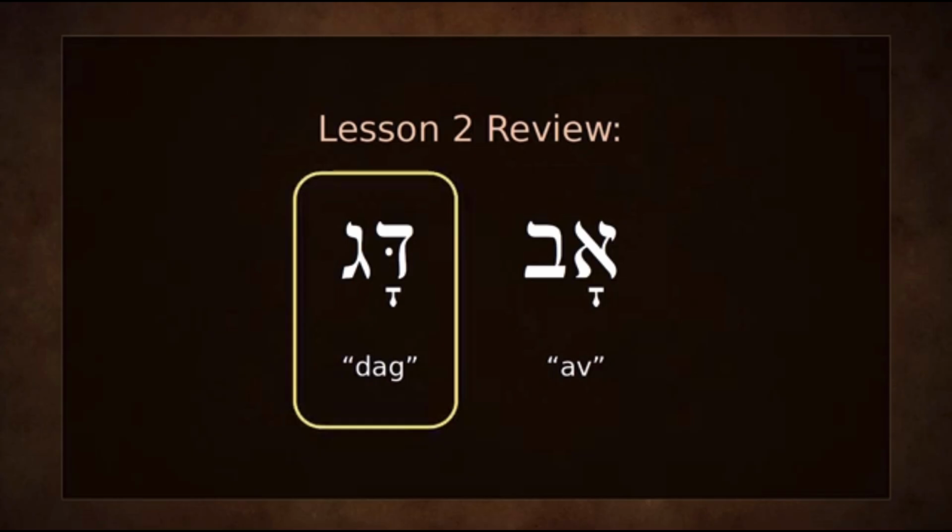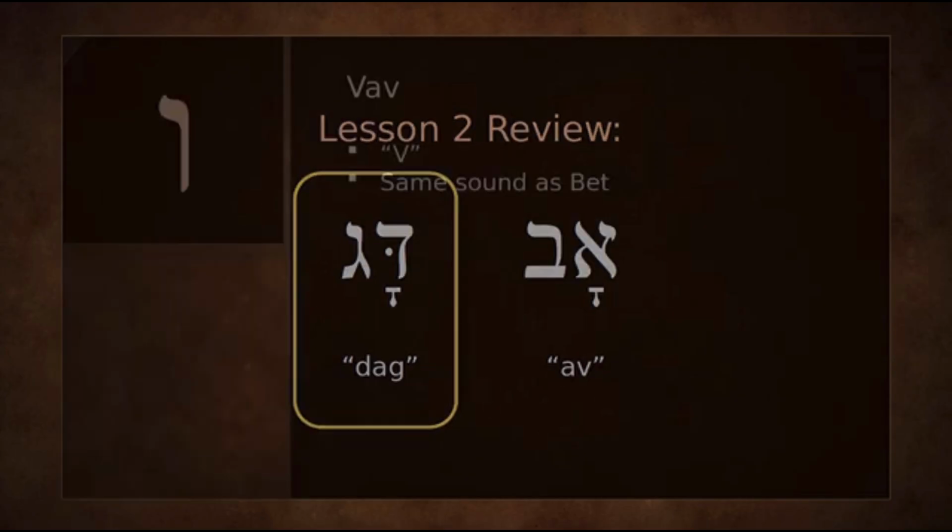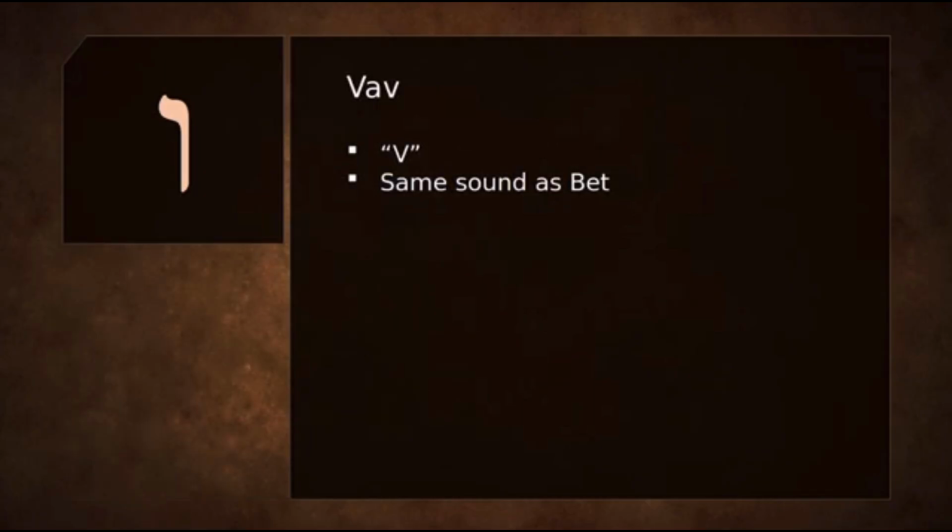The second word is spelled dalet with a kamatz vowel, and then gimel. It is pronounced dog, and it means a fish. Now we will start learning some more letters, starting with the sixth letter, the vav. Vav makes the sound of the letter V, as in violet. This is the same sound that is made by a beit with no dagesh.